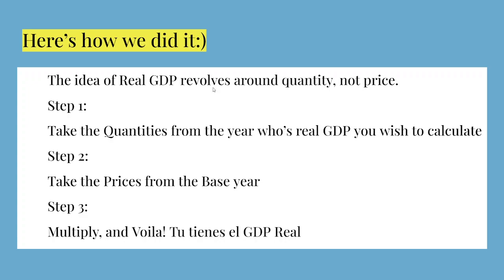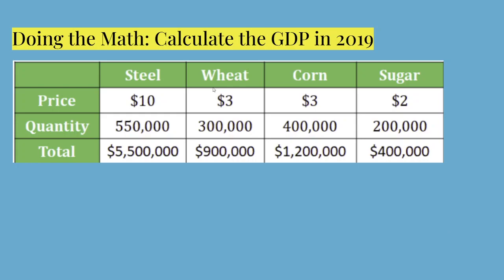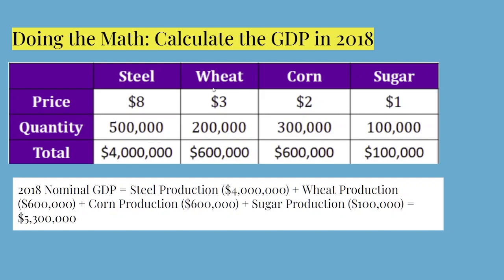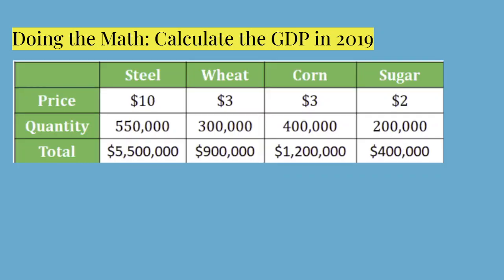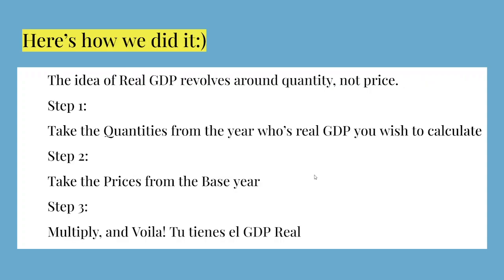Now, let me give you a quick example by going back. Just jot down these quantities: 550,000, 300,000, 400,000, and 200,000. Okay, now that you've made a note of that, let's take a look at the base prices, or the prices from the year 2018. $8, $3, $2, and $1. If you multiply these prices with the quantities from this slide, you're going to end up with 550 into 8, 300 into 3, 400 into 2, and 200 into 1, which is $6.3 million. And that's how you got your real GDP for 2019.